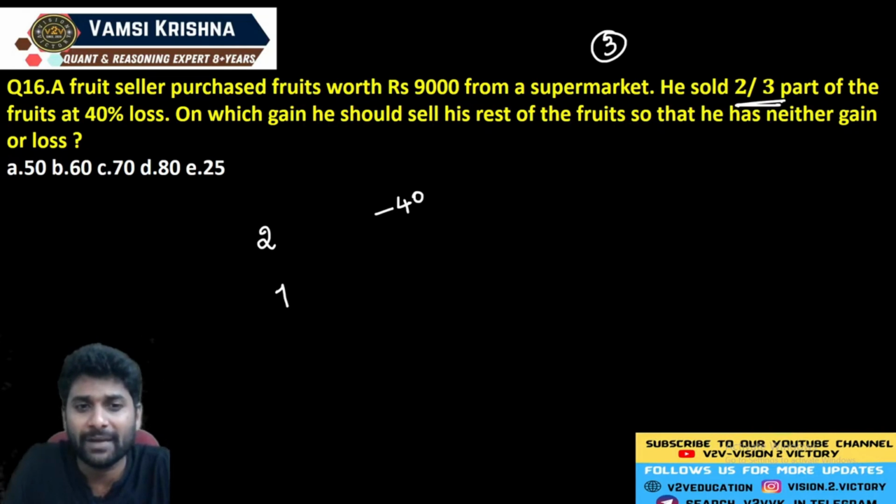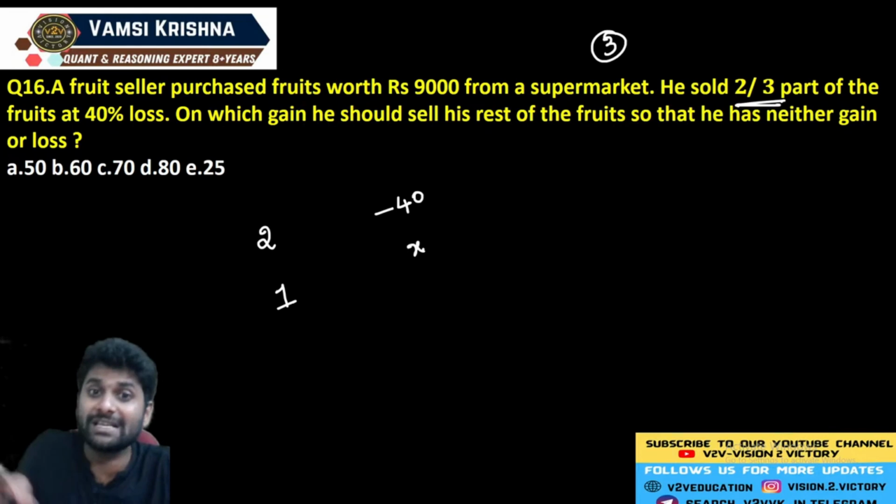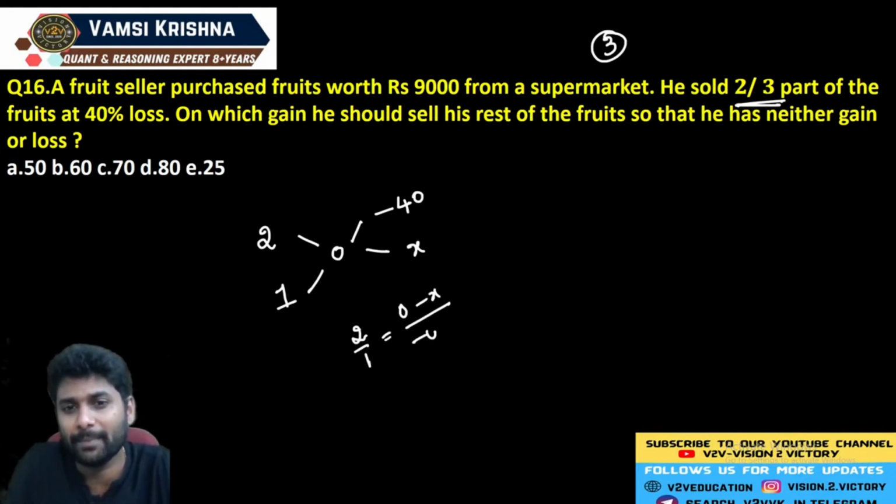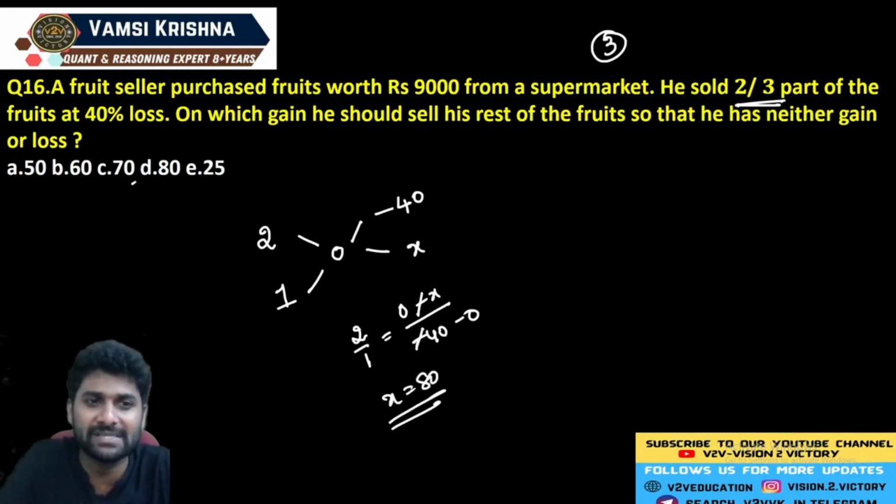And how many fruits are remaining? One fruit remaining. We need to sell it at a profit. How much profit do we need to sell it at to get no profit and no loss? Guys, here 2 by 1 means 0 minus x divided by minus 40 minus 0. Negative signs cancel, then you will get x is equal to 80. So a positive symbol represents profit.